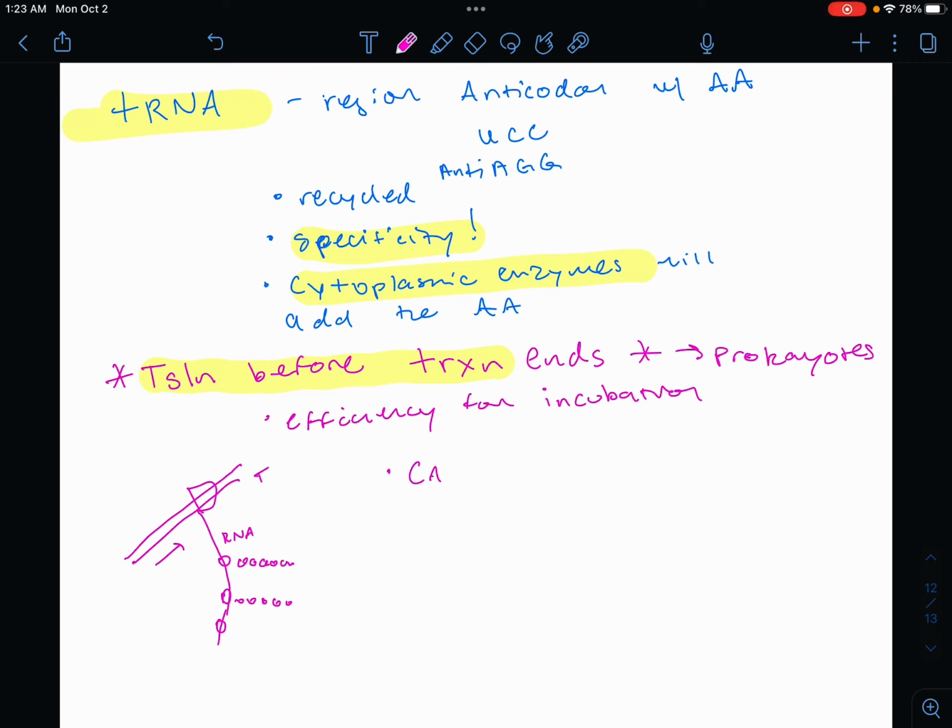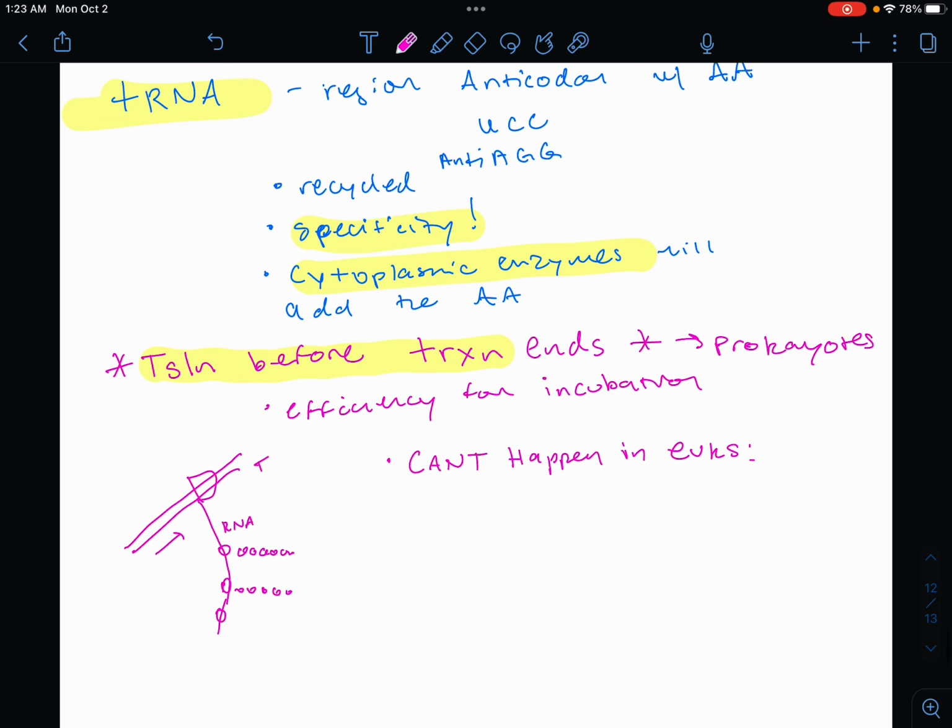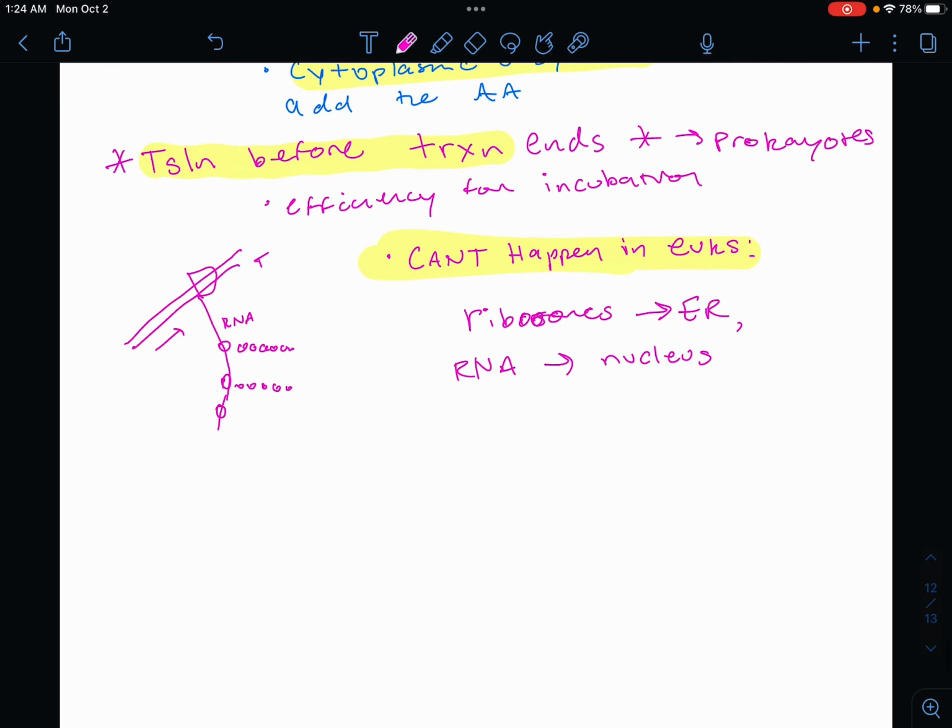This can't happen in eukaryotes. And the reason why is the ribosomes are in the ER, while the RNA is in the nucleus. So they're just separate, so it can't happen. This translation and transcription at the same time can't happen in eukaryotes because of the spatial difference where they're located.